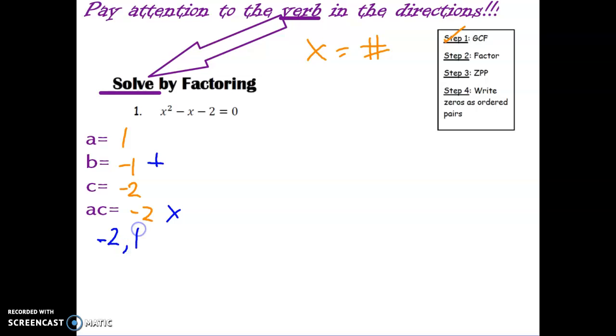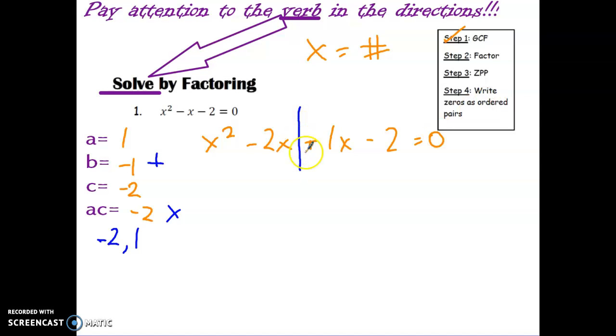Negative 2 and positive 1. Negative 2 times 1 is negative 2. Negative 2 plus 1 is negative 1. So we've got our two numbers. Let's substitute those in. x squared minus 2x plus 1x minus 2. Still got that equals 0 over there. That's new, but we want to keep that with the problem.